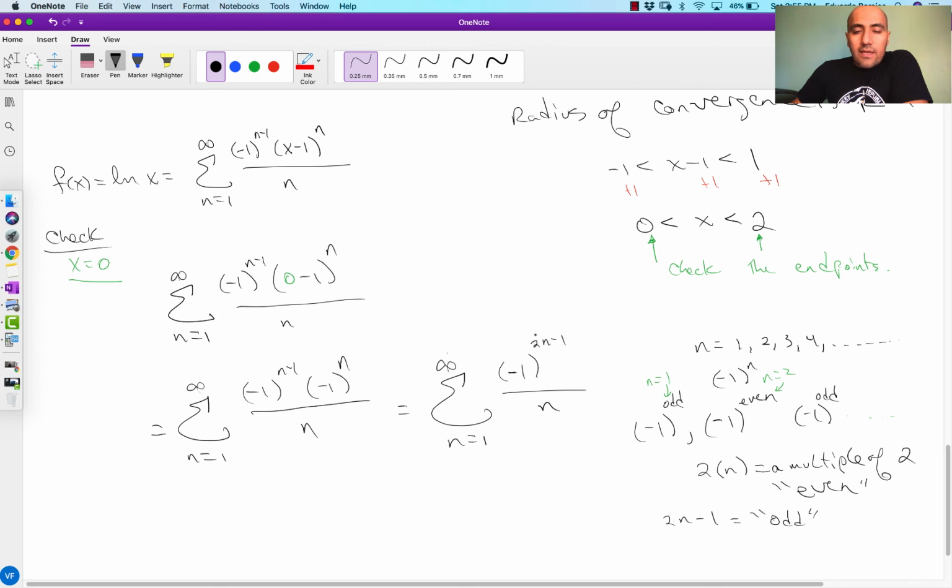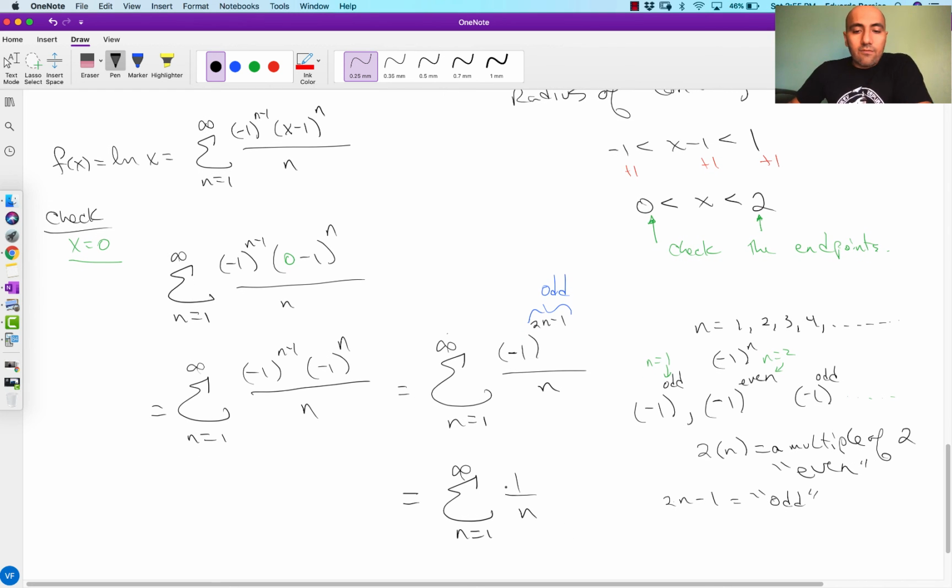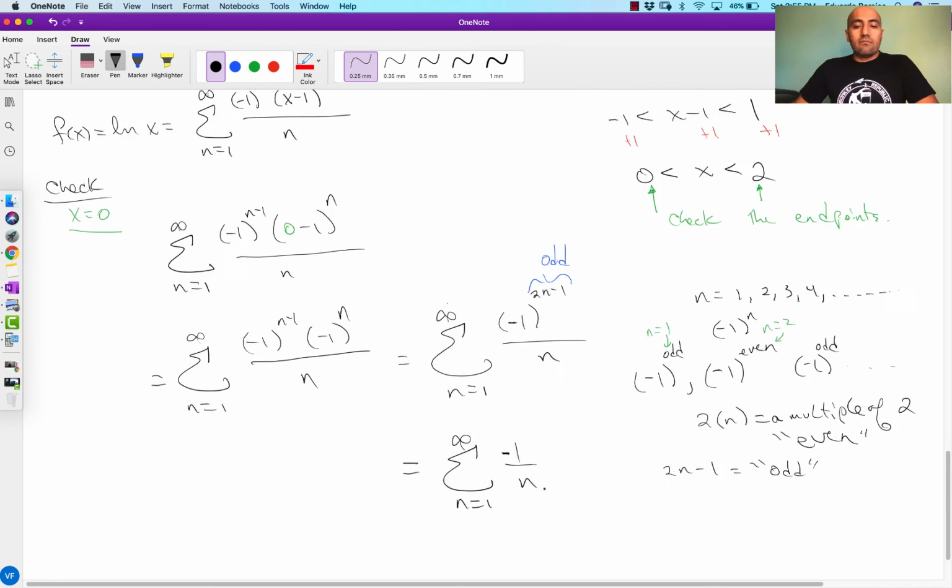So even though it kind of looks like it's alternating, going negative 1, positive 1, negative 1, positive 1, really what we have here is something that's always odd. And what happens when we take negative 1 to something that's always going to be odd? Well, it's always going to be negative 1. So this series can simplify to the sum from 1 to infinity of negative 1 over n. So this is just always negative, and negative 1 to the power of an odd is always negative 1.